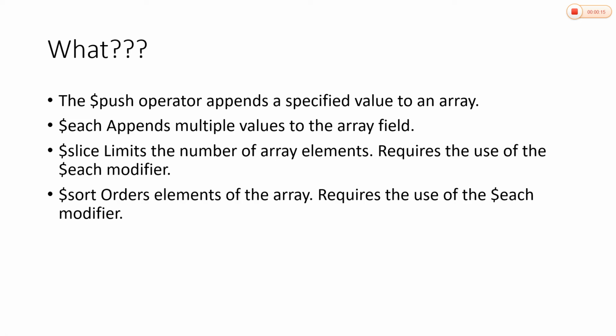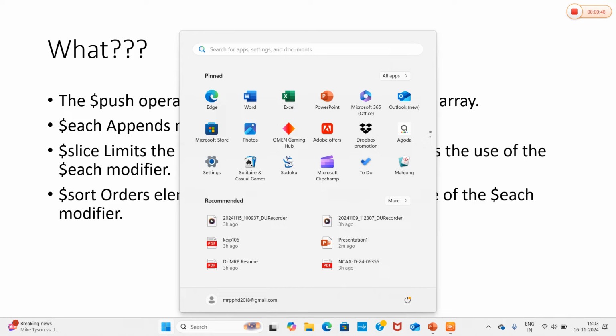The $push operator appends a specified value to an array, and $each appends multiple values to an array field. $slice limits the number of array elements and requires the use of the $each modifier, and $sort orders the elements of an array and also requires the $each modifier. So both $slice and $sort will internally use the $each operator. All these operators work specifically on arrays only. That is, we are going to operate on arrays only, right?